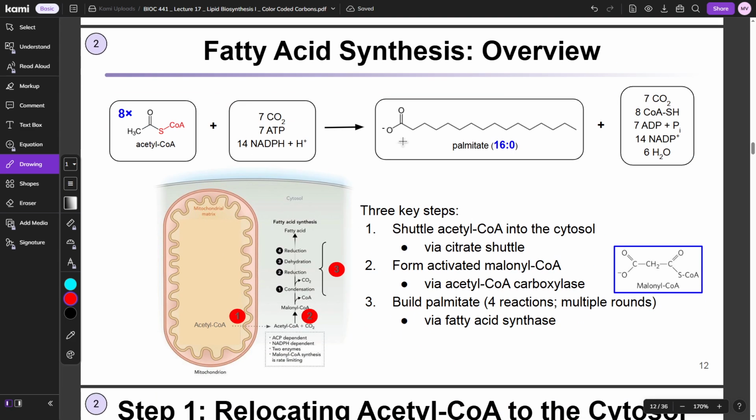So here's fatty acid synthesis as an overview. Basically what's going to happen is we're going to take some amount of acetyl-CoAs, we're going to add some CO2s, some ATPs, some NADPHs, and we're going to make this really long chain. And if we want to break this chain down, we can do beta oxidation and break it down.